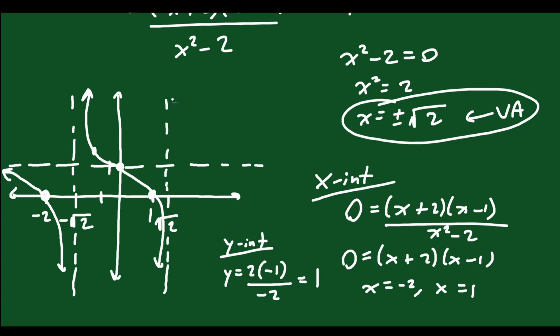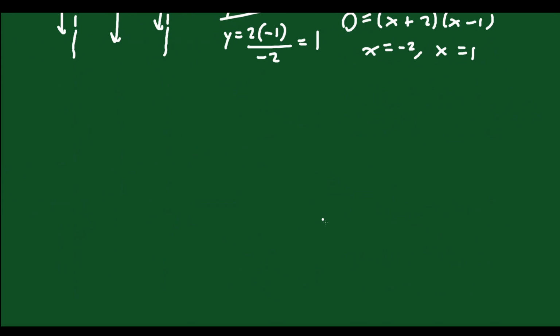And then the one over here, if you're not sure, plug in a point over here like 3. You plug it in, you're going to get an answer bigger than 1, telling you that the curve is going to be like this on top, as opposed to being underneath like this, right? And that's it. That's your function. So that's how you graph that.